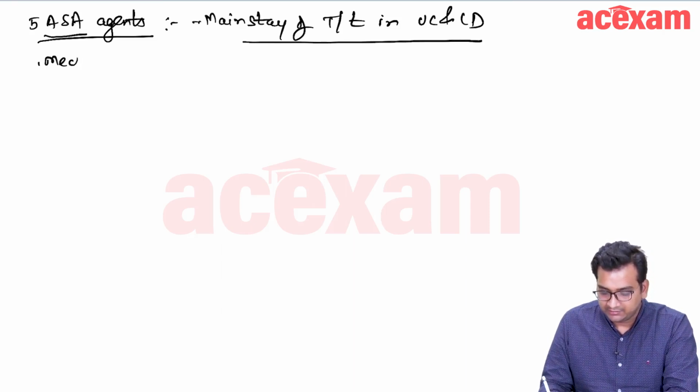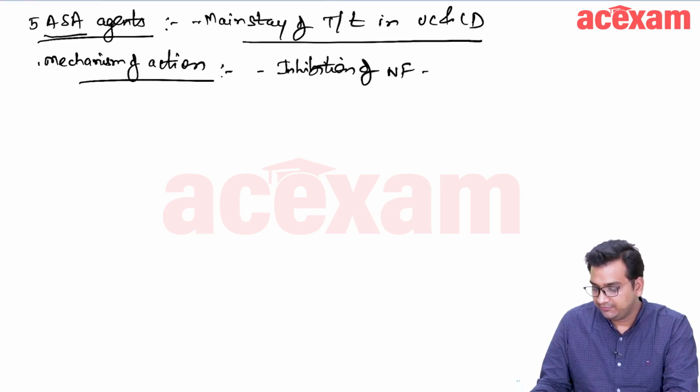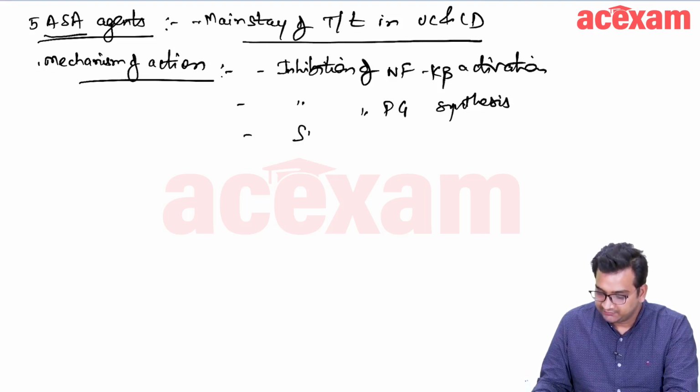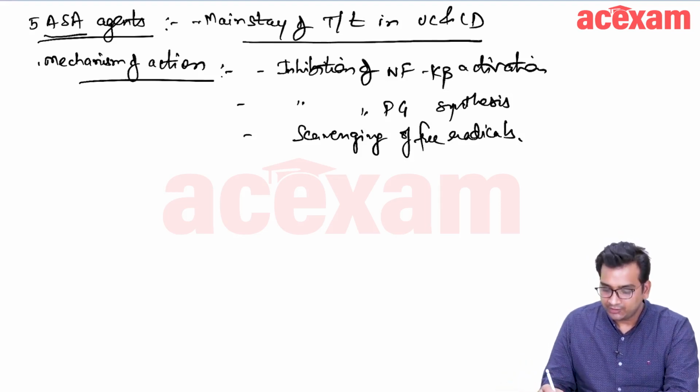Now what is the mechanism of action? The mechanism of action is mainly anti-inflammatory. There is inhibition of NF-kappa B activation, there is inhibition of prostaglandin synthesis, and there is scavenging of free radicals. Mainly it is anti-inflammatory.